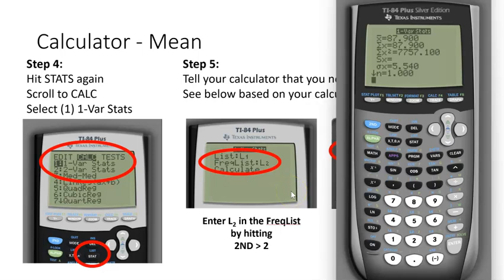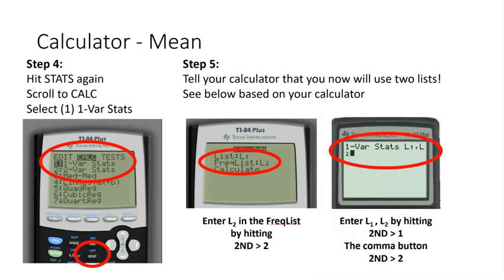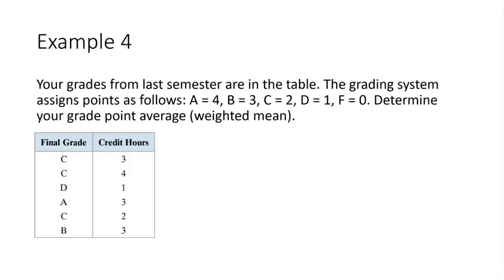So a lot of these calculations can be done in the calculator. Some of them I will show you how to do by hand as well, but some of them we will go straight into that calculator version, that calculator process. So example 4, your grades from last semester are in the table. This time all they give us is a letter grade. The grading system assigns points as follows. An A is worth 4, a B is worth 3, a C is worth 2, D is worth 1, and F is worth 0 points. Determine your grade point average. So this is actually about to give you your GPA.